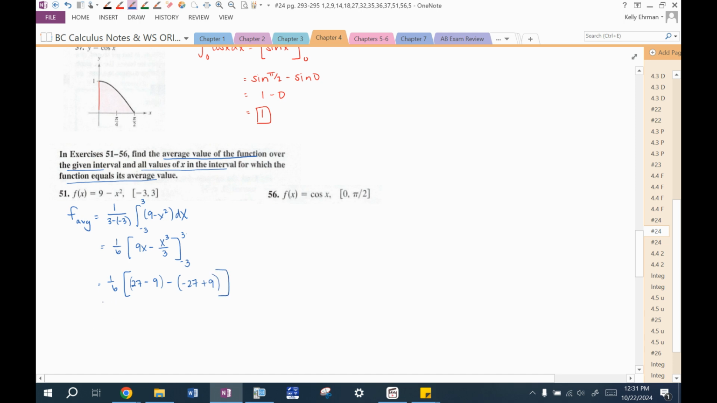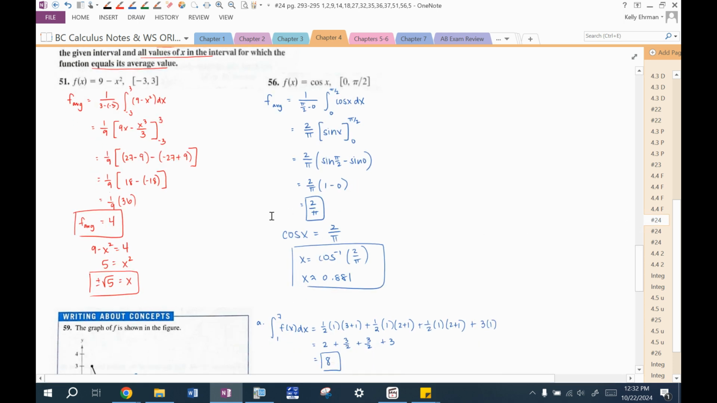All right, so this is 1/6, and I'm getting, let's see, 27 plus 27 is 54, -9 minus 9 is -18. 54 minus 18 is 36, and I'm getting an area of 6. I don't remember those numbers, so I want to see. Why do I feel like I got 5 or something? Hold on, let me double check, see if I screwed something up here.